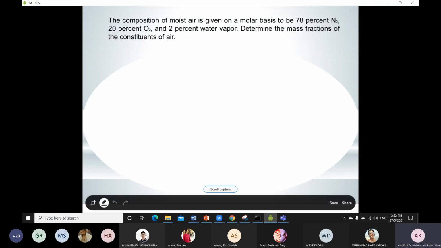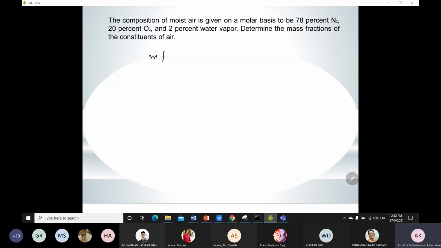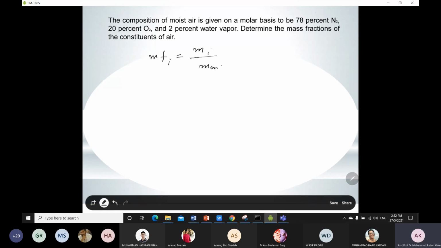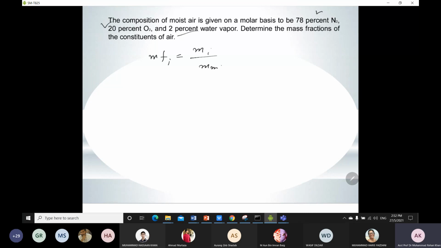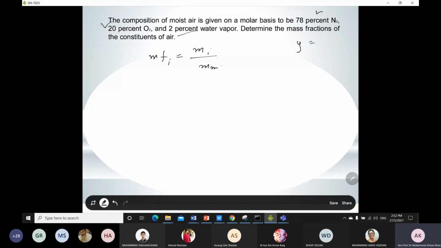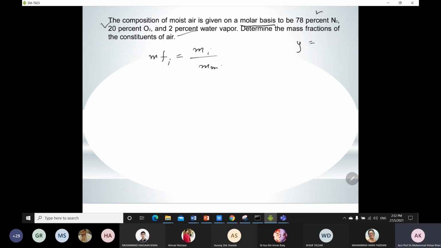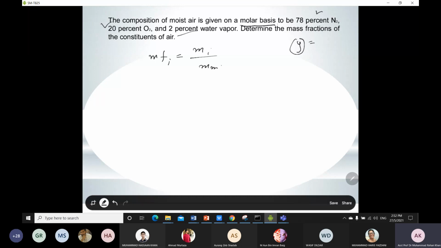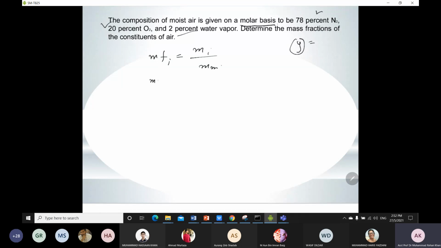Okay, so now coming to the solution. We already developed one relation: the mass fraction of an individual component is equal to the mass of the individual component over the mass of the mixture. Because this 78%, 20%, and 2% are basically the values of y, the mole fractions, since it is mentioned that it is on a molar basis. So y is known to us for all the individual components. We already see that there is one relation through which we can easily find the mass fraction.